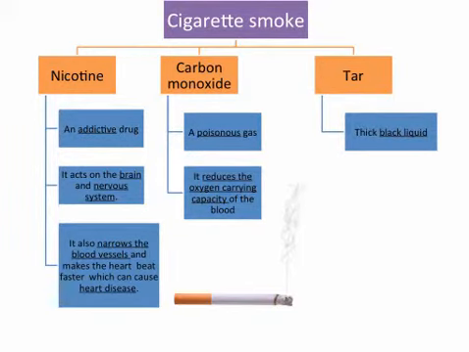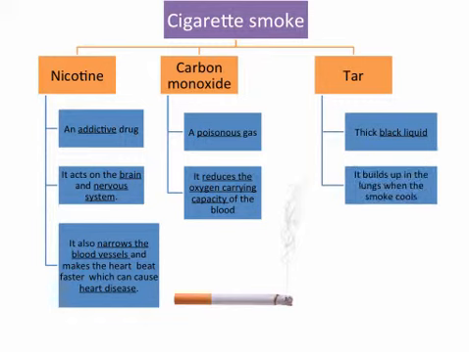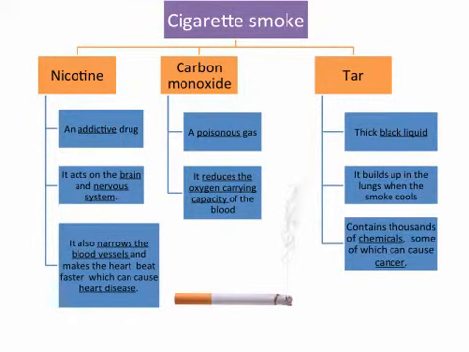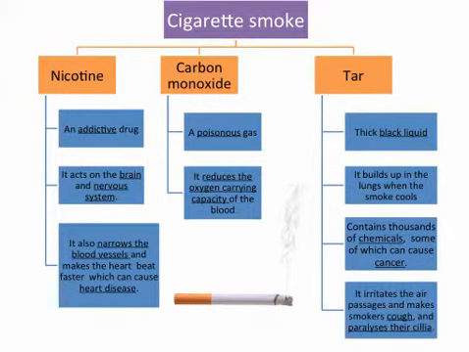Tar. Tar is a thick black liquid. Now, when someone is smoking, it is a gas, but then when it arrives to the lungs, it cools down and becomes a liquid. This liquid builds up within the smoker's lungs. It has thousands and thousands of different chemicals, many of which can cause cancer. Tar also irritates the passages and makes the smokers cough. It can paralyze their cilia, so the mucus cannot be moved out of the lungs.